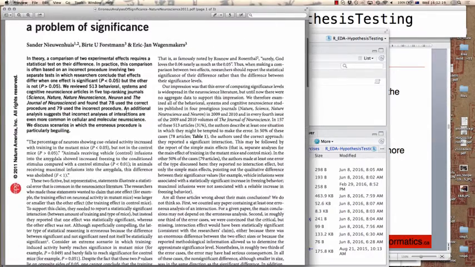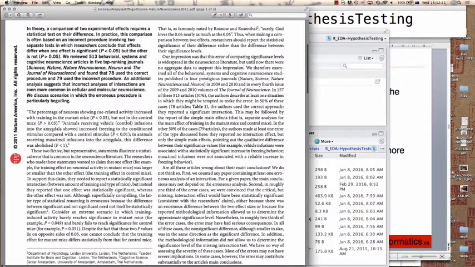in 2011. And what the authors did is they analyzed papers in neuroscience about their interpretation of p-values. And specifically, in a distressingly large number of papers, they found statements that are similar to something like this. The percentage of neurons showing Q-related activity is increased with training in the mutant mice, p less than 0.05, so a significant result, but not in the control mice with a p of greater than 0.05.